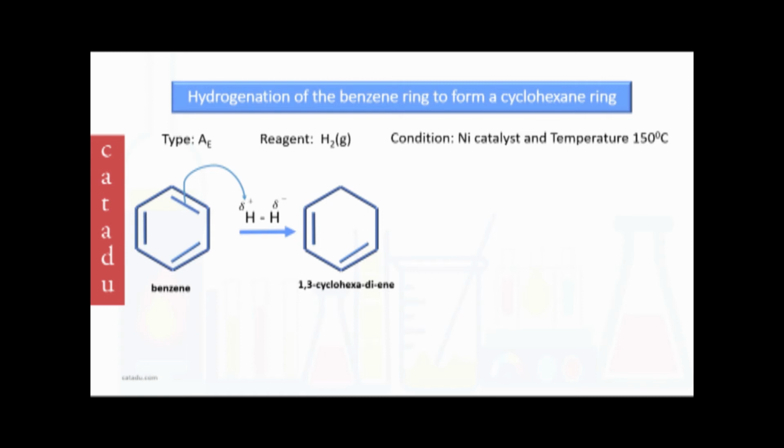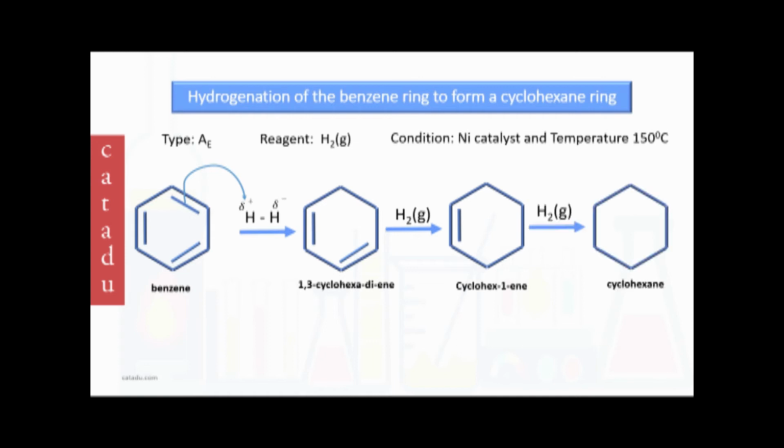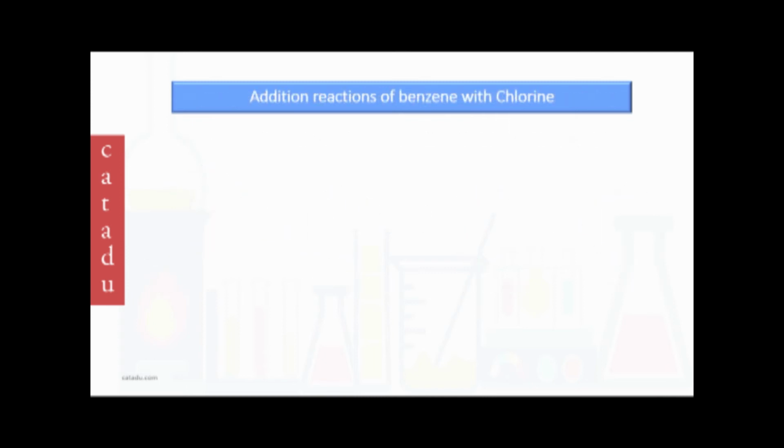1,3-hexadiene, that is 1 bond. In that, 1 double bond is missing. Another hydrogen is added, so another double bond is missing, and finally 3 double bonds are gone. So we are getting cyclohexane. There are 6 hydrogen atoms, or 3 moles of hydrogen, added with the benzene, making cyclohexane.